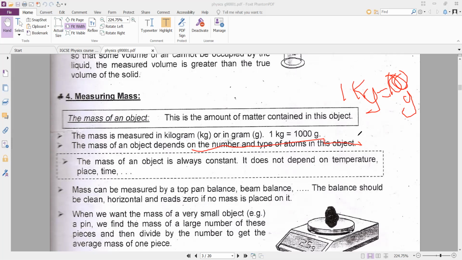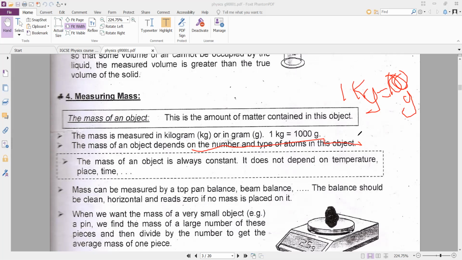Like what? For example, a big packet of feathers and a small piece of iron. See the packet of feathers and the small piece of iron. Which one has more mass? The iron has small dimensions, but the feathers have big dimensions. So which one has more mass? Iron. Yes, because inshallah we will complete what is the difference between mass, weight, and density.